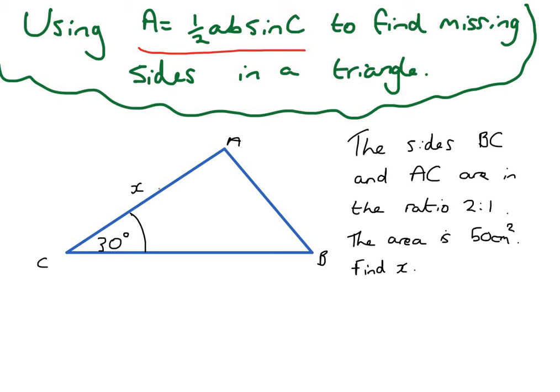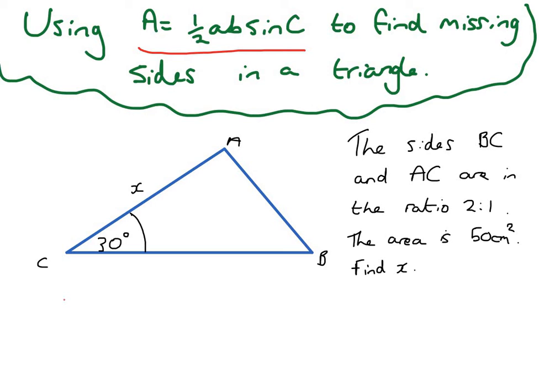So here we go, here's the question. We've got this triangle ABC, we've got the angle C is 30 degrees, and we've got the side AC is X. And the question says the sides BC and AC are in the ratio 2:1. We're told the area is 50 centimeters squared, and we're asked to find X.